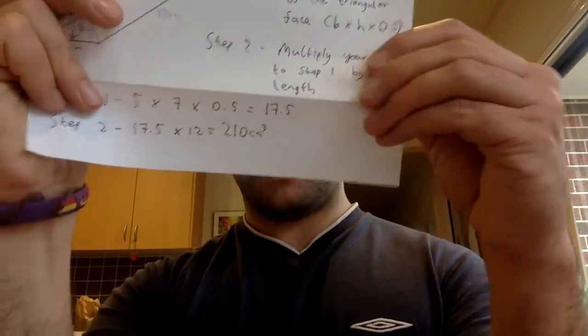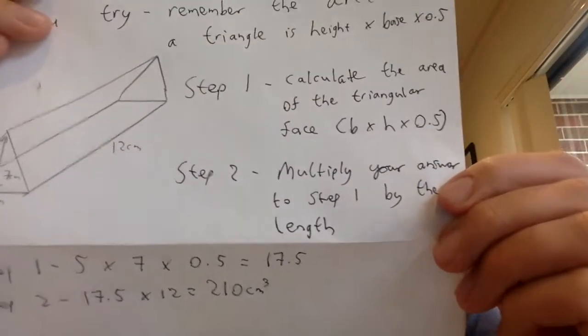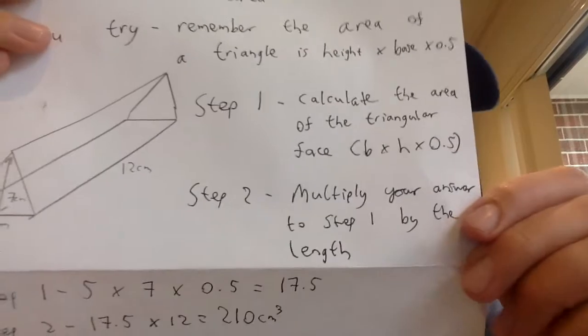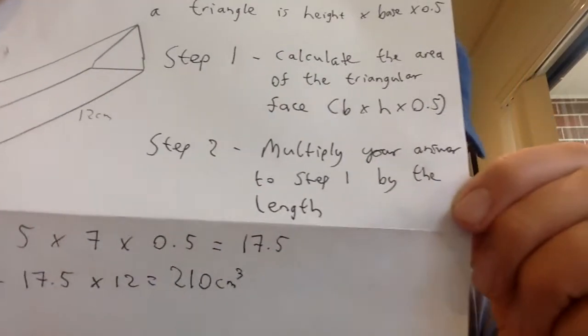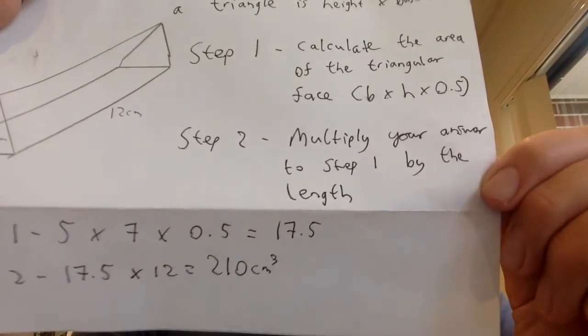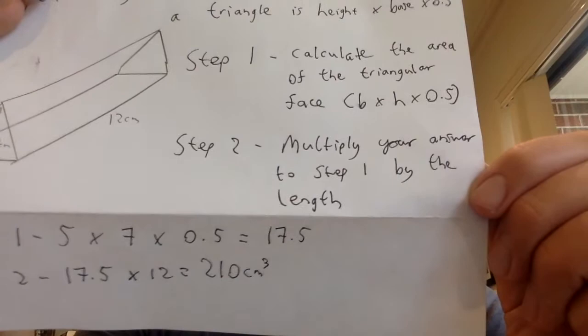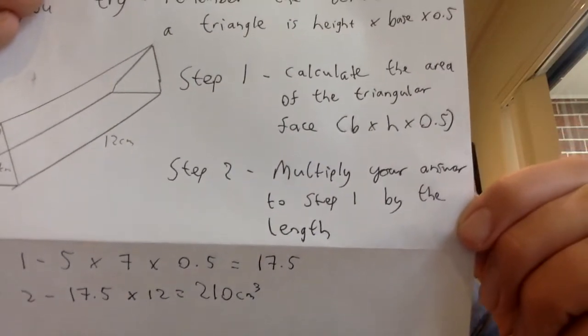And the answer for that, I've just got down here. So the first thing you want to do is 5 times 7 times 0.5. That gives you the area of the triangle, which is 17.5 centimetres squared. And then you times that by 12, giving you 210 centimetres cubed. Okay?